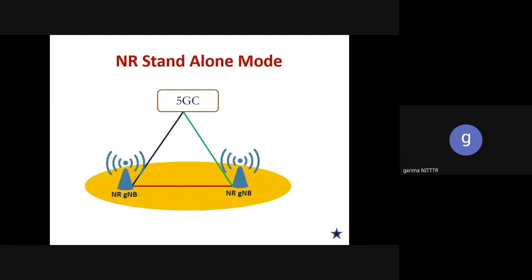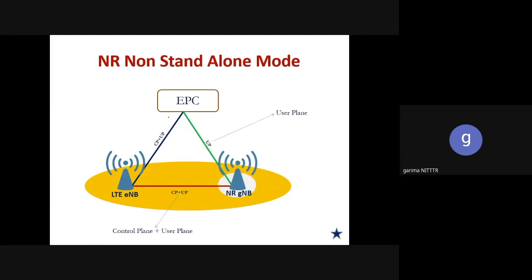So standalone means a fully 5G core network, and non-standalone means we have a 4G network and we have 4G eNodeB, we have 5G gNodeB, and they are connected to the 4G network.